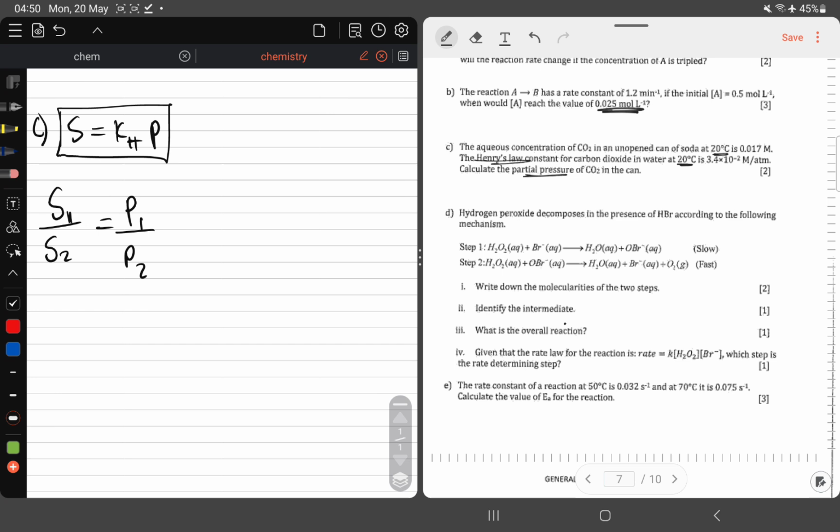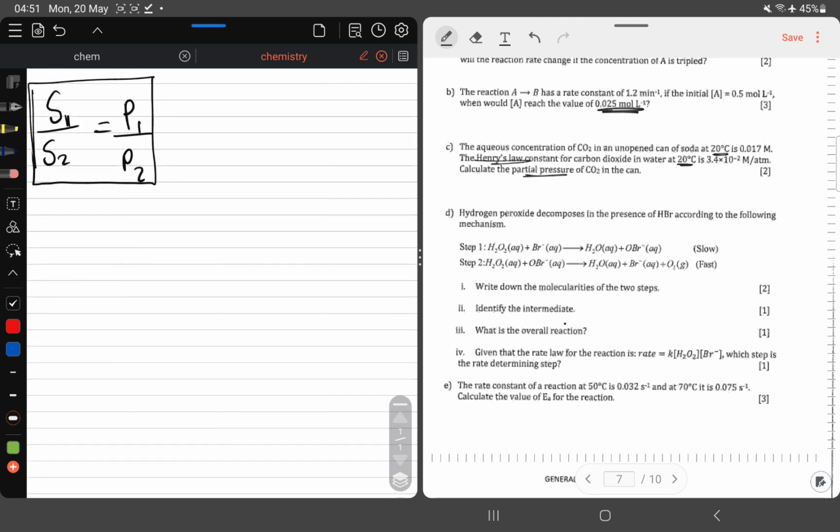If you know that one, then you now know something about this Henry constant. So you should know S is equal to KH times P, and S1 over S2 is equal to P1 over P2. We can also say S2 over S1 is equal to P2 over P1. Basically, now let's go for it.